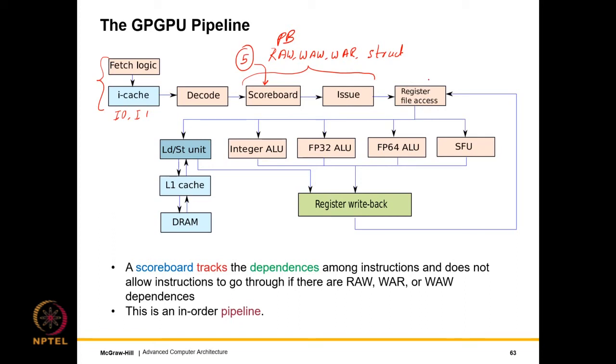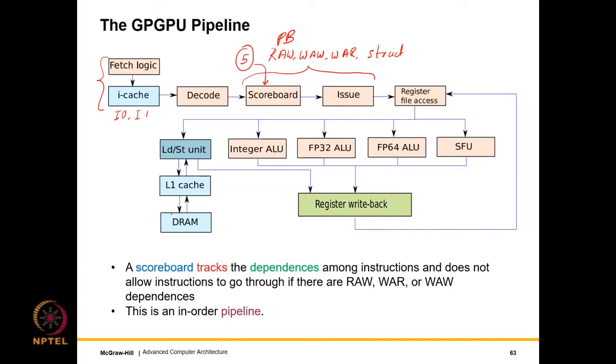looks like a memory in a PB. And then we have a bunch of these functional units, which could be the integer ALU, floating point, single precision, double precision ALU, special function unit for sine, cos, transcendental functions, load store units. Load store units talk to the L1 cache, the shared L1 cache, and finally to the DRAM. Right? So I forgot to add an L2 cache over here. That should have been there.